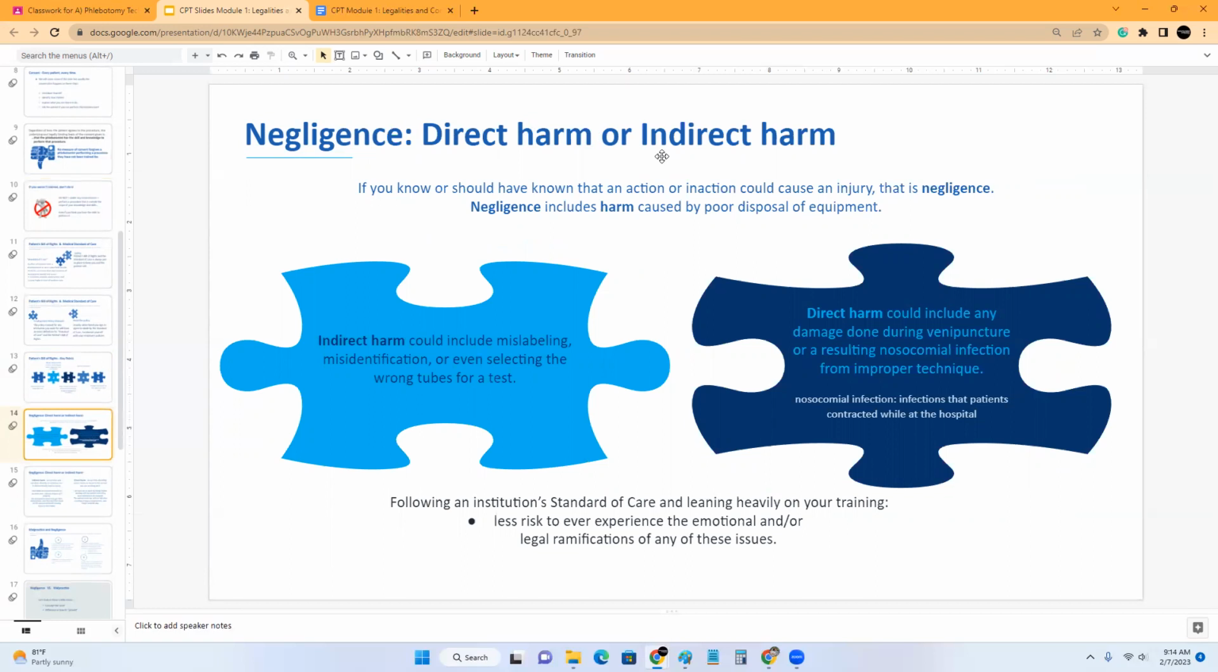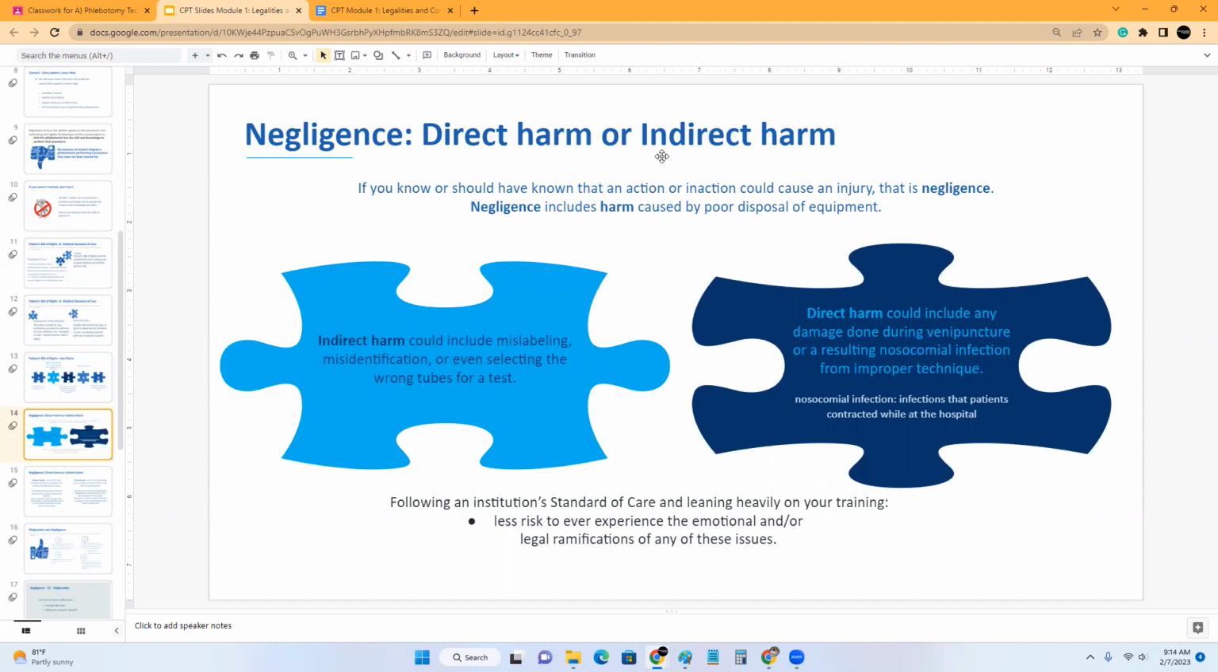Negligence. So direct harm and indirect harm is kind of iffy. They're just subcategories of negligence, okay? Some of your questions on exams might get a little hairy, but just remember, negligence is like the big umbrella category, and direct harm and indirect harm fall under that. Negligence includes harm caused by poor disposal of equipment. So if you do not put your sharps into the right receptacle, you leave them out on the desk and somebody gets hurt, that's your fault. That's a form of negligence.